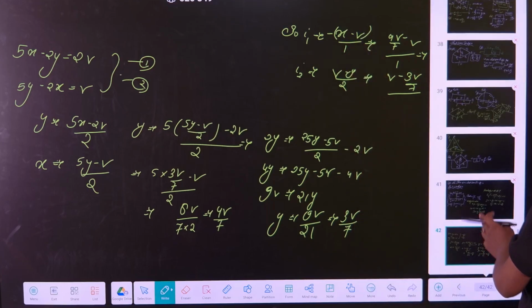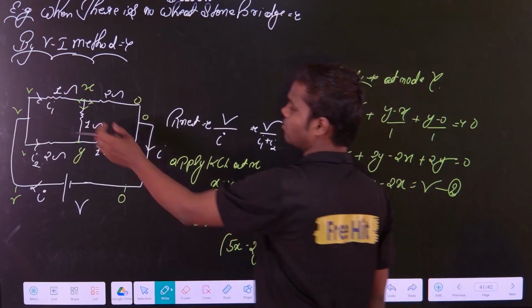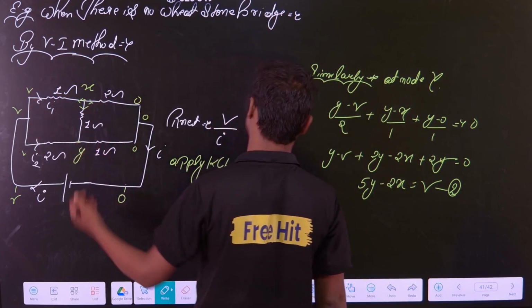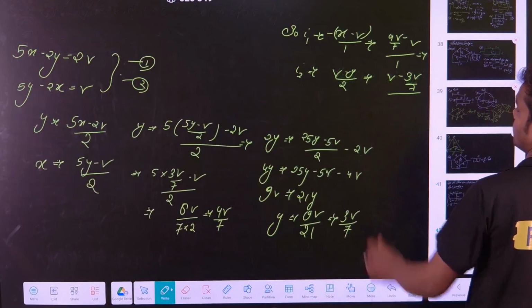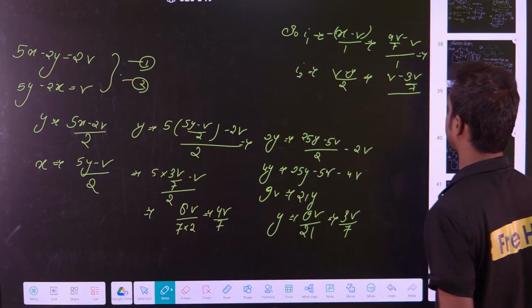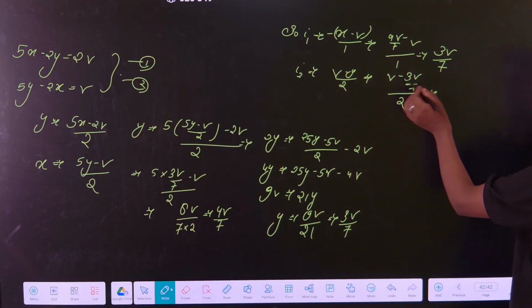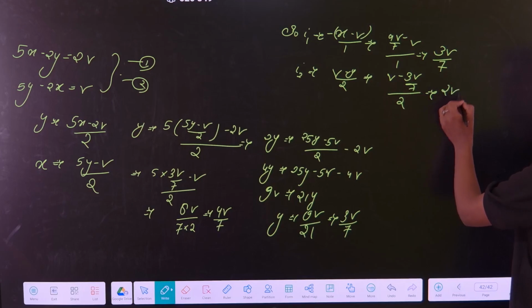Why am I writing like this? Because I1 is opposite of this current. Now I am writing the current like this, so I1 will be just opposite. So if you are writing I1, you have to take the minus sign. That thing we have discussed in the earlier class also. So from here what you will get, that is 2v by 7.